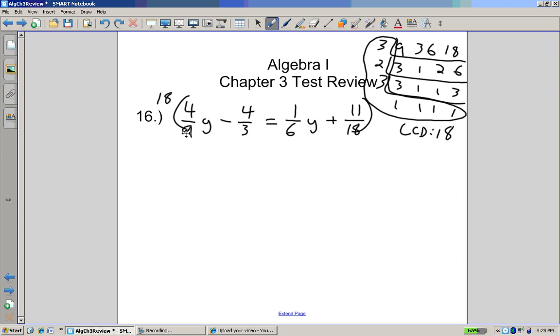18 divided by 9 is 2. Times 4 is 8. 18 divided by 3 is 6. Times 4 is 24. 18 divided by 6 is 3. Times 1 is 3. 18 divided by 18 is 1 plus 11. Excuse me, times 11 is 11. Don't add the numerator. Multiply by the numerator.